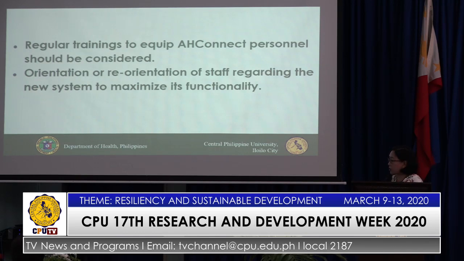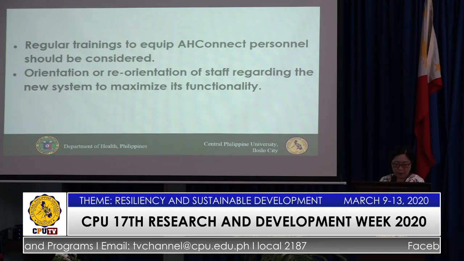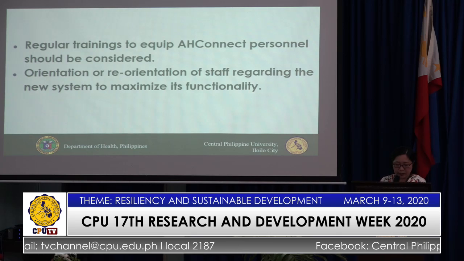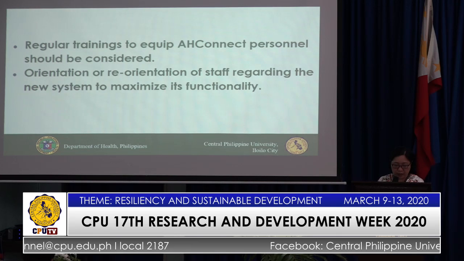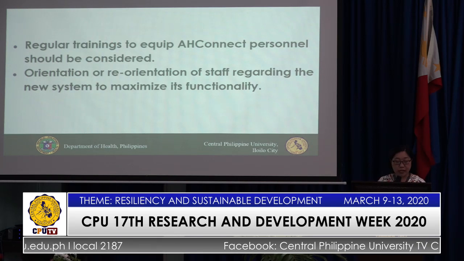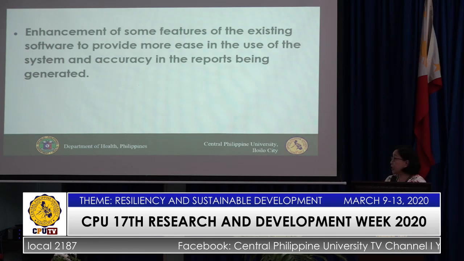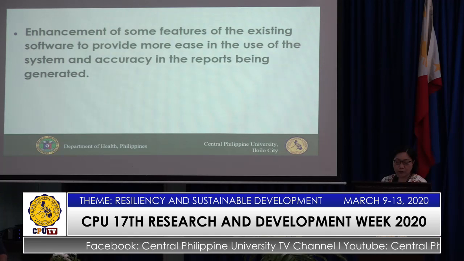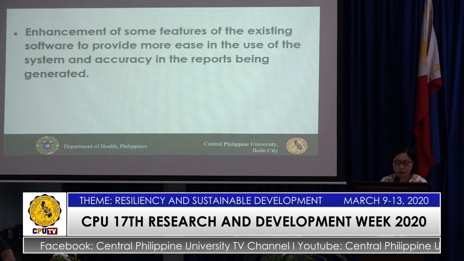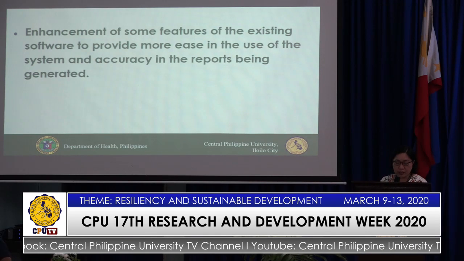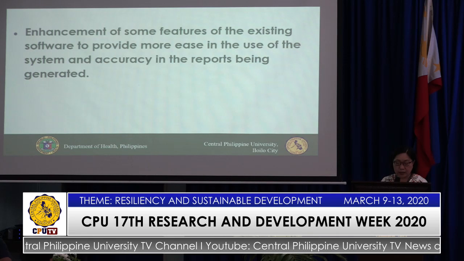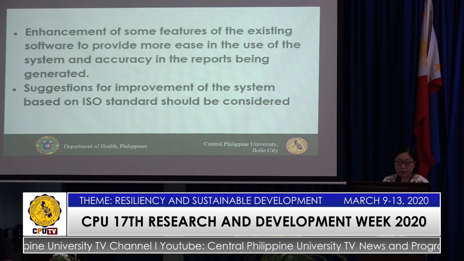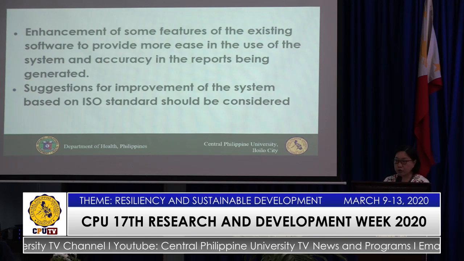Regular trainings to equip AH Connect personnel should be considered, as well as an orientation or reorientation of staff regarding the new system to maximize its functionality. There should be an enhancement of some features of the existing software to provide more ease in the use of the system and accuracy in the reports being generated. Suggestions for improvement of the system based on ISO standards should be considered.